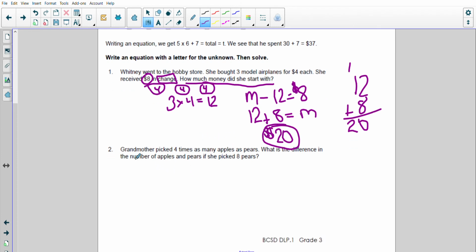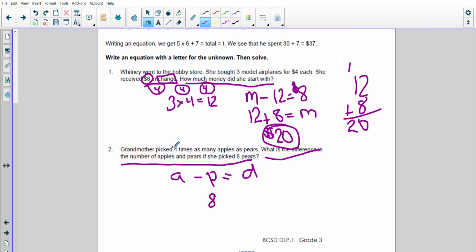All right, number 2. Grandmother picked 4 times as many apples as pears. What is the difference of the numbers of apples and pears if she picked 8 pears? So again, that idea, what is the difference? I'm going to need to subtract the number of apples and pears. So I'm going to go the apples minus the pears. And that's going to find me my difference. And I'm just going to put D for difference. So that's what I'm trying to do. So I know I picked 8 pears. So my pears is 8.